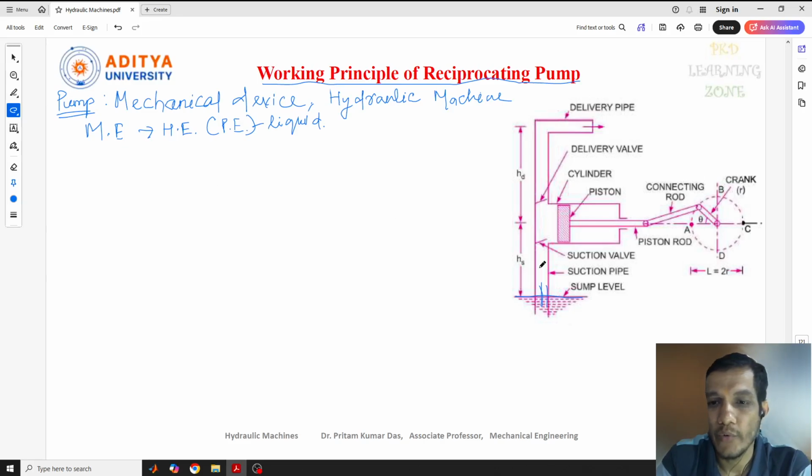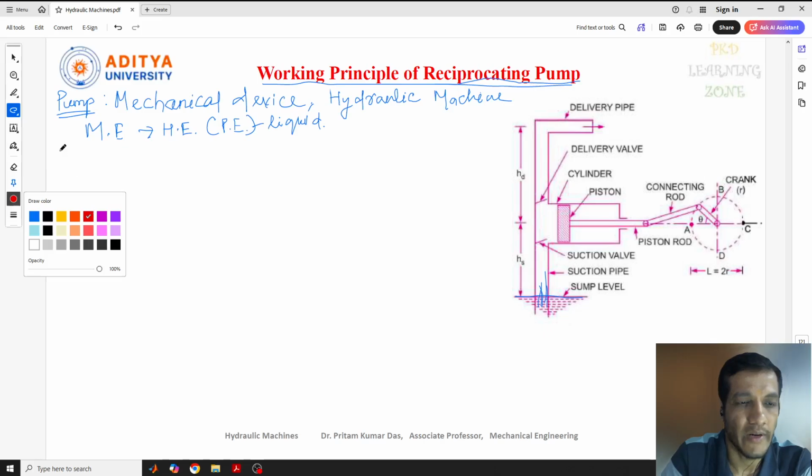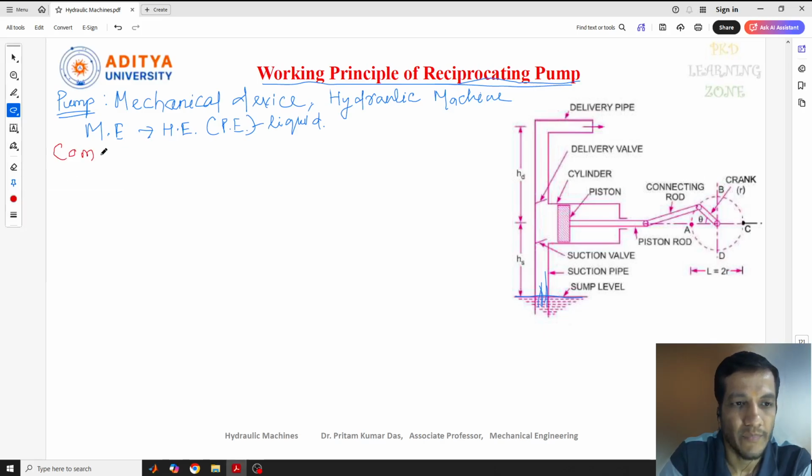The liquid is lifted from the sump level and moved to the piston cylinder, and in the cylinder the piston is there. Due to this liquid movement, the piston moves forward and backward, and that's why it is called a reciprocating pump. So this is the definition of the reciprocating pump. Now we'll see what components are used in the reciprocating pump, and then the working principle. I'll explain how each component works, one by one.